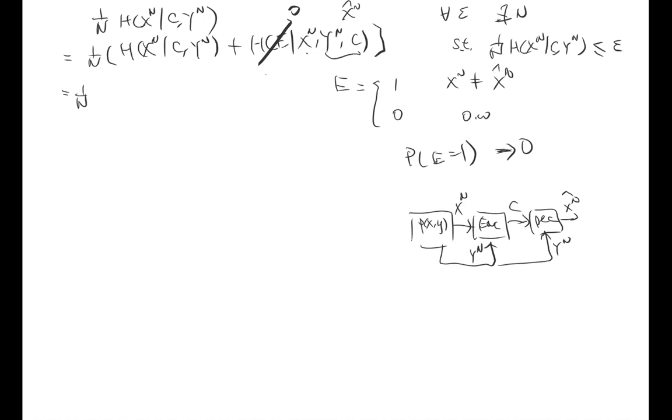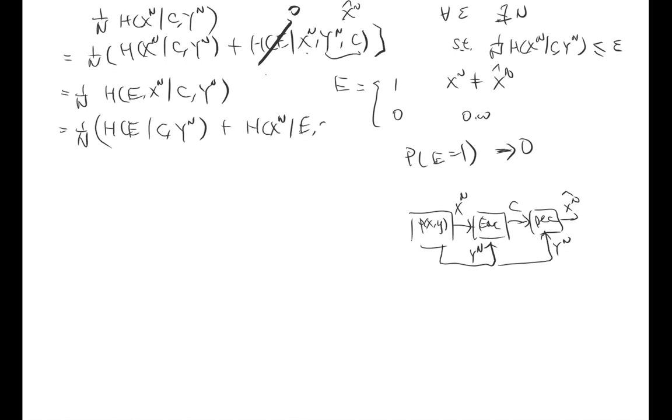So it's equal to 1 over n times H of xn, E given c and yn here. Now I'm going to use the same trick as before. I'm just going to use the chain rule again in the opposite direction, or expand for the other variables. So I can write it as H of E given c, yn, plus H of xn given E and c, yn, right?